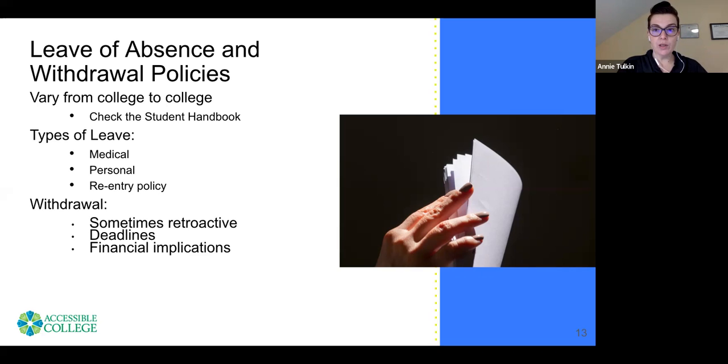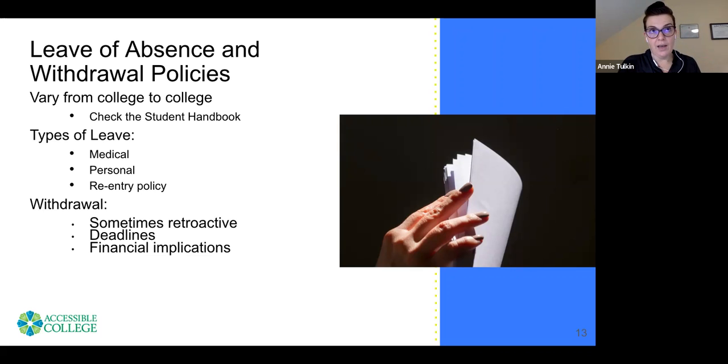And it's really important to look at what the re-entry policies are related to those things. So usually for a medical leave of absence, the student has to provide documentation from their doctor about why they're ready to re-enter. And then there are dates for re-entry processes. With a personal leave, it might be something similar, where the student has to indicate that they'd like to come back on a certain time frame, and then they can start the process for re-entry.